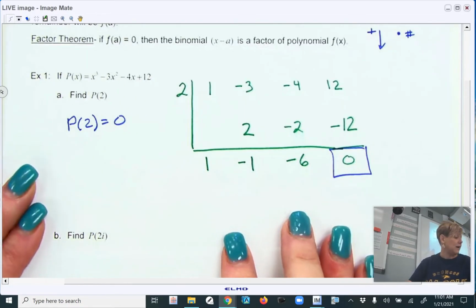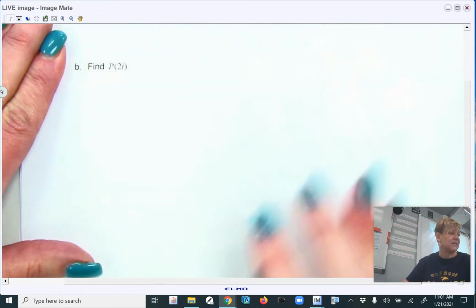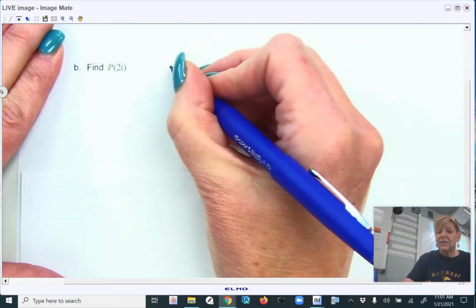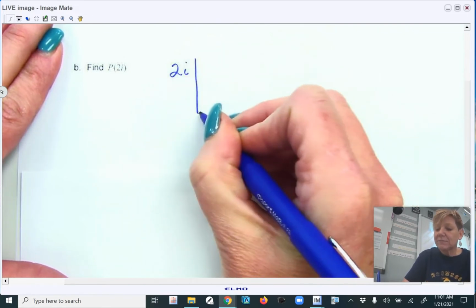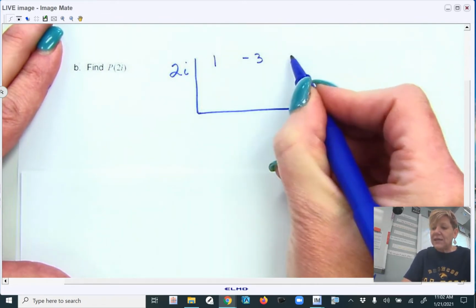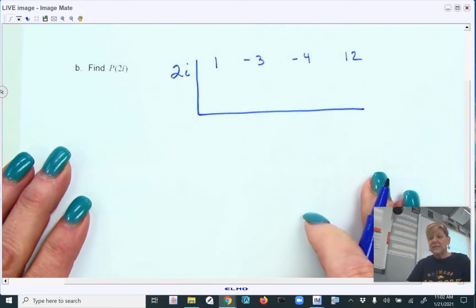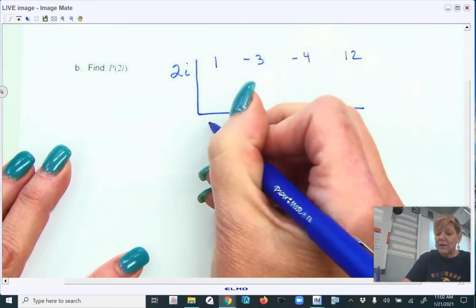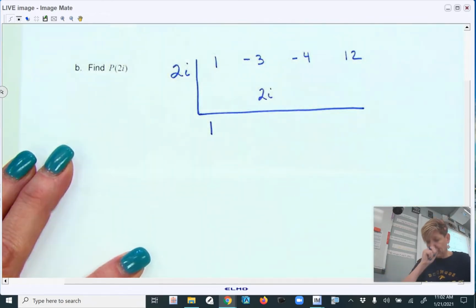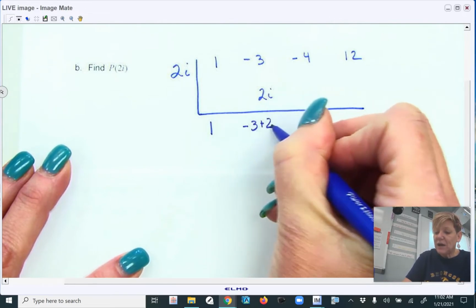We're going to do the same thing for part B, except this time we're going to find p of 2i. So we're going to do the same thing we just did, except our box number this time is going to have an i in it. So what's that going to look like? It's going to look like this, 2i. What were our coefficients? 1, -3, -4, and 12. And then our rules are the same, add down. There's nothing to add to 1, so we bring it down. 1 times 2i is 2i. We're going to add down -3 plus 2i.